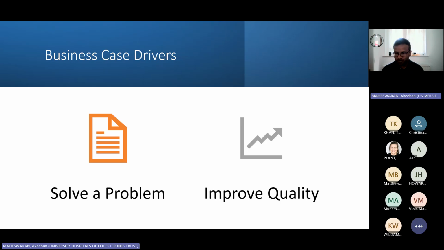If you haven't got a problem to solve, there are a small number of cases where you can do it to improve quality, but it has to be a big improvement in quality for not much money, because otherwise it won't be prioritized. But solving a problem is the key. You've got to show there's a problem, and then put this in as a solution.